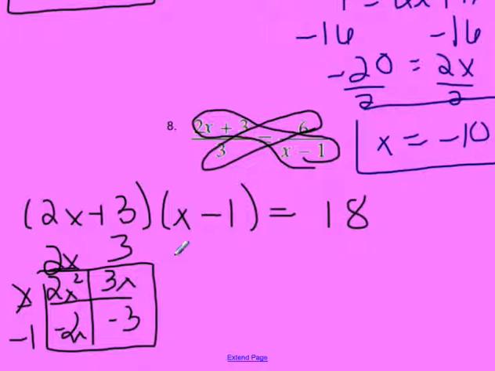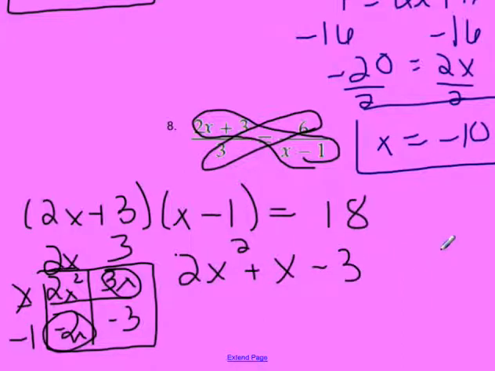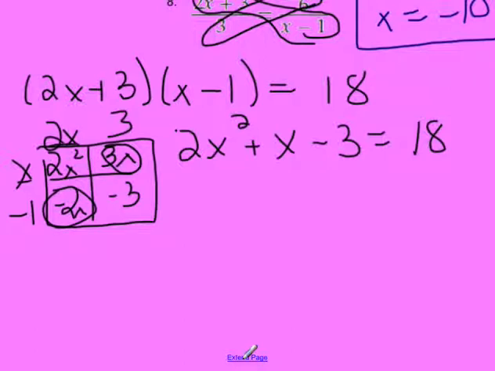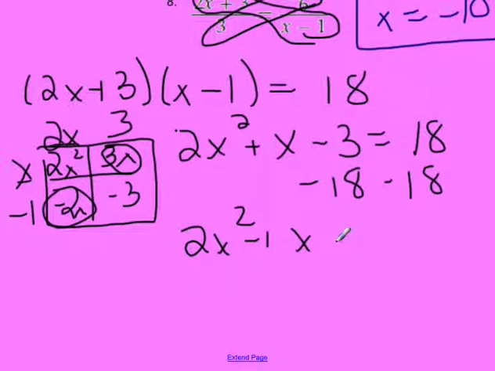So now I'm going to write out all of that. I have 2x squared to start off with. Then 3x minus 2x is just going to give me x. And then negative 3 is equal to 18. So now in order to solve this, we have to get that 18 over to the other side. So I'm going to go ahead and subtract 18 from both sides. So I get 2x squared plus x minus 21 is equal to 0.